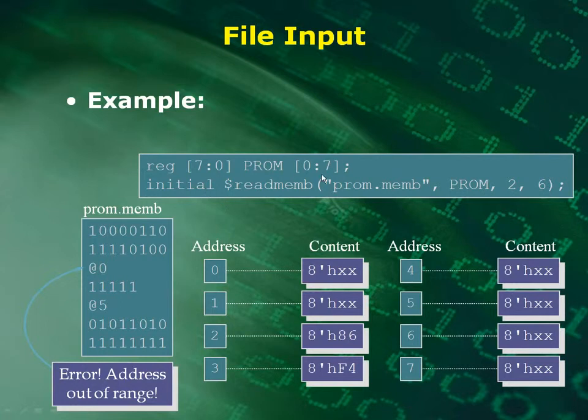Now let's look at it one more time, except this time we're going to have a start of 2 and an end of 6. Okay, our same prom memory goes from 0 to 7. So here's our file. We have an 8, 6, and that will start going in at location 2. And that's what we have here. Then location 3 would be our F4. And then we said change to 0, but this is an error because we've run out of this range. Okay, once you specify the range here, you have to stay in that range.